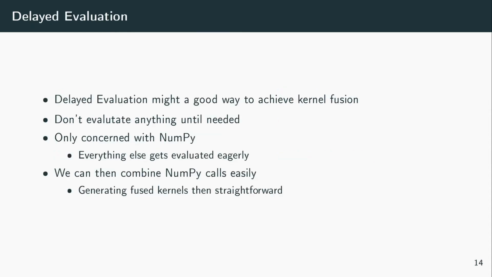We thought that delayed evaluation may be a good way to achieve kernel fusion. By delayed evaluation, we mean that we will not evaluate parts of the program until they are needed. We are only delaying the NumPy part of the program. Any other Python gets eagerly evaluated. Doing this allows us to combine the NumPy operations at a high level and to easily generate fused kernels. This avoids the need to fuse distinct CUDA kernels together.